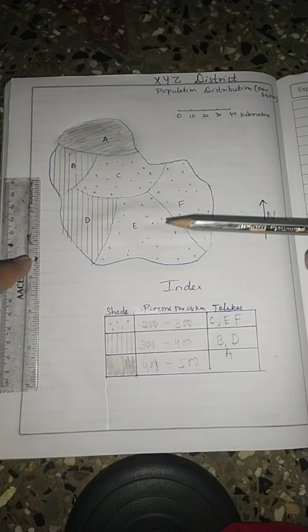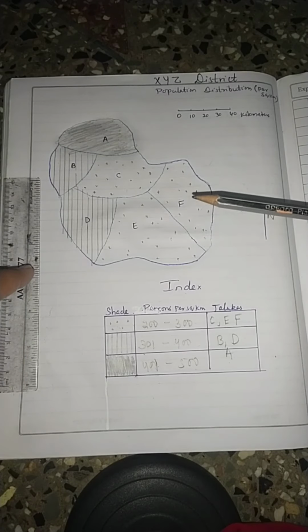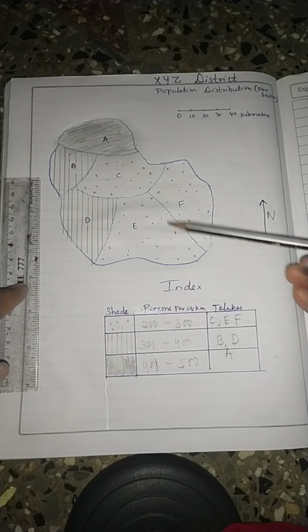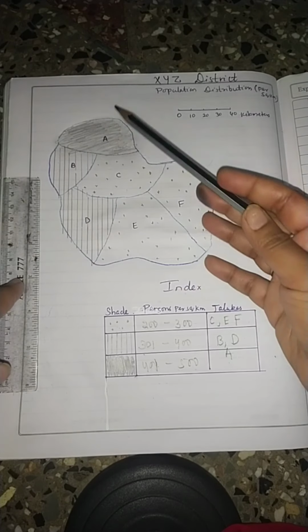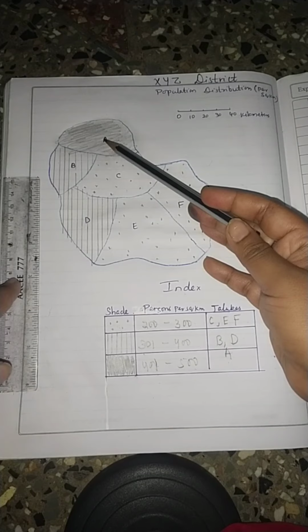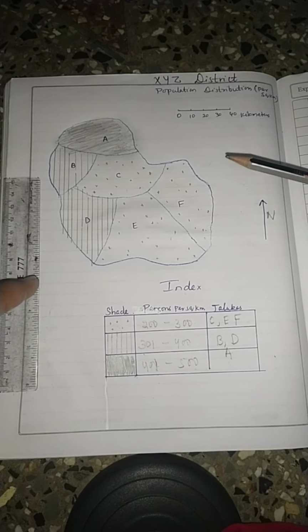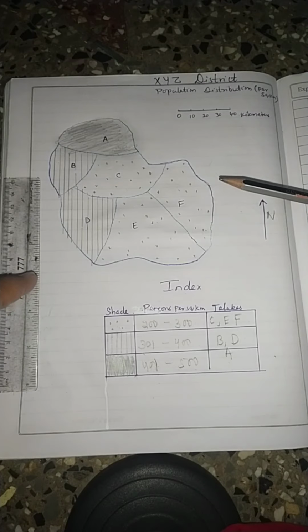The same choropleth map can be prepared using a color tint also. Here you can use a light pink color, then a bit darker pink, and the darkest pink. So using color tints also, a choropleth map can be prepared. Hope, students, you have understood how to prepare a choropleth map.